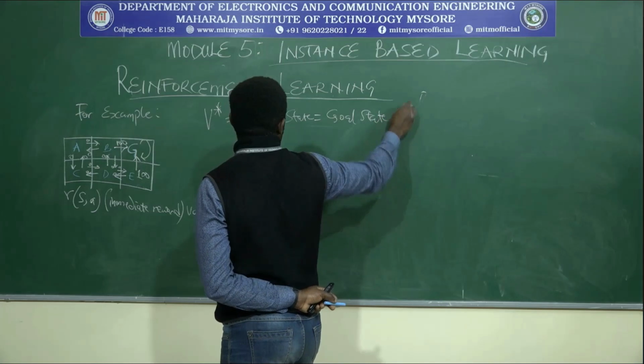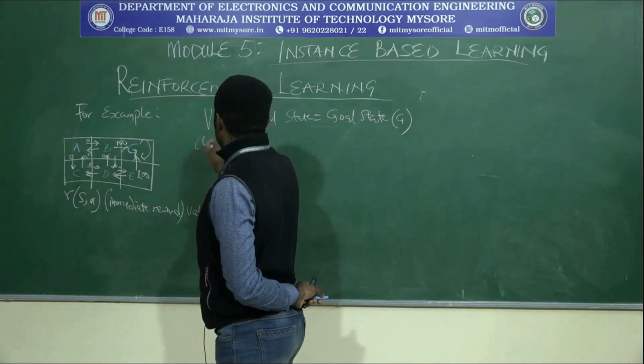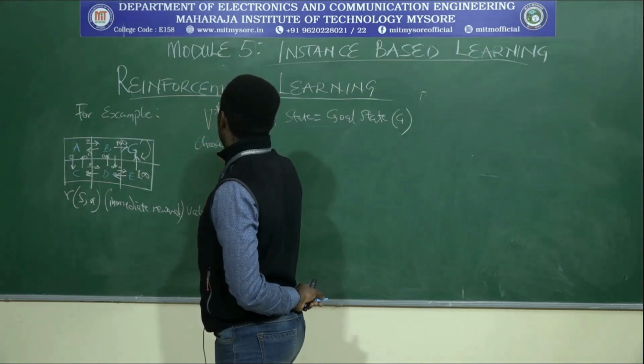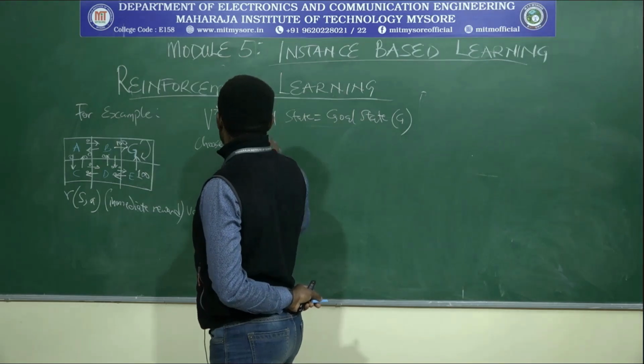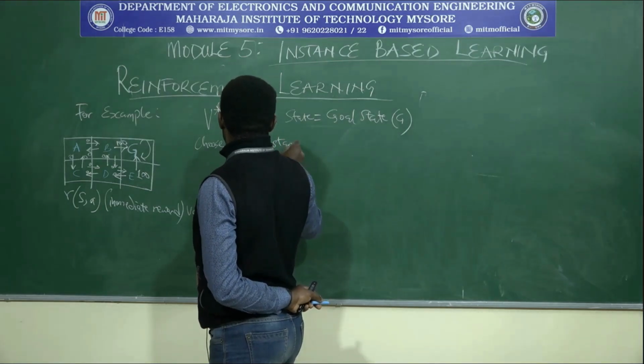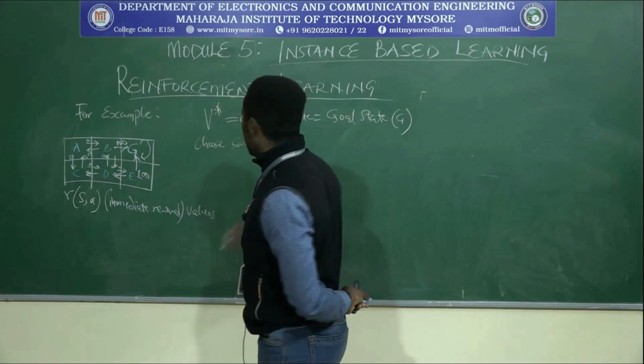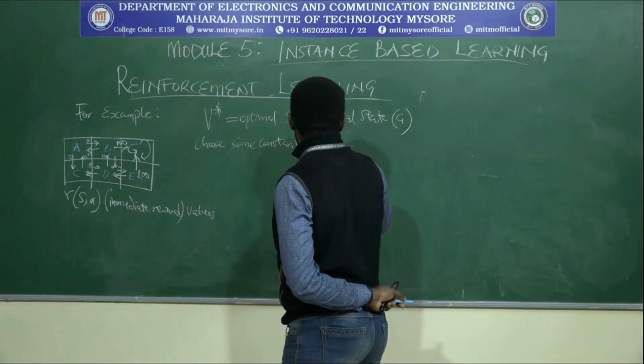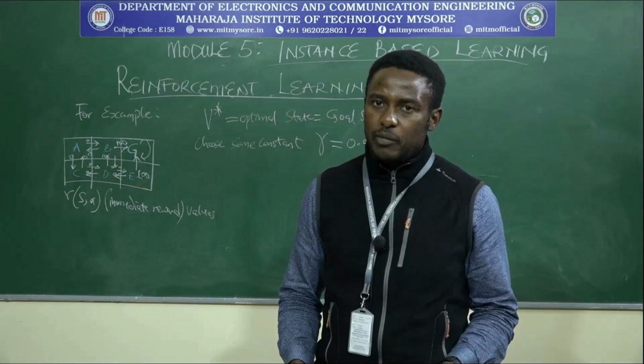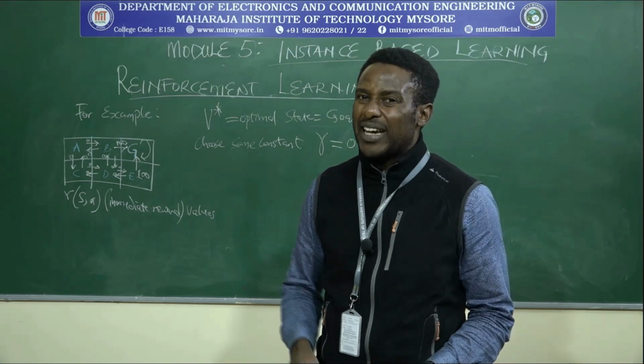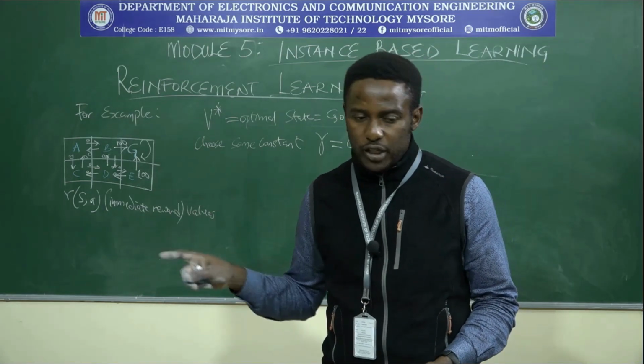So, G, I need to choose some constant. This constant, we call it what? In this case, beta. You can call it gamma. It doesn't matter. Which is what? 0.9. Remember, the optimal policy is the one that maximizes this objective function.